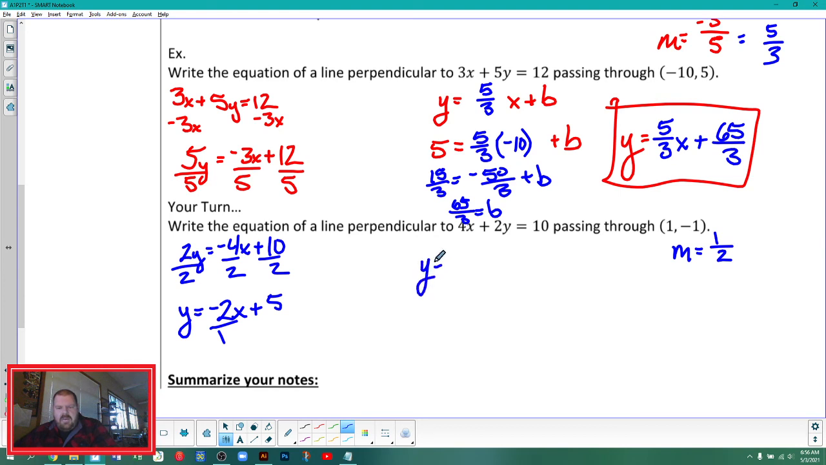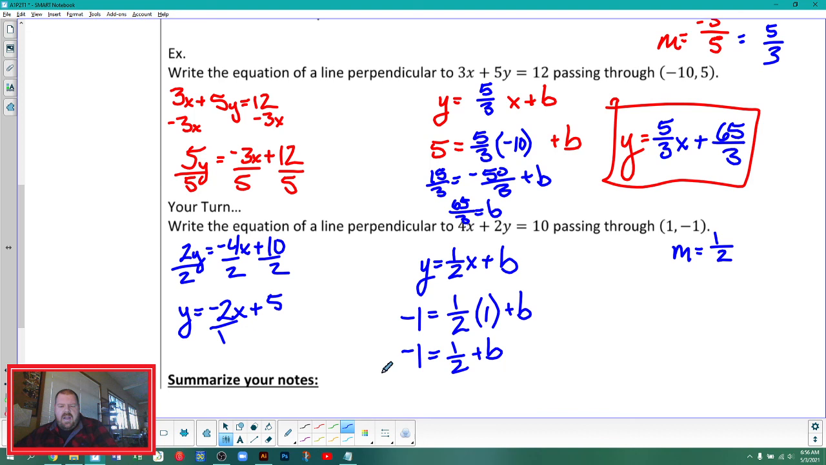So then we get y equals 1/2 times x plus b. Put our values in. I got negative 1 for y, and I get 1 for x. And so that's going to be negative 1 equals 1/2 plus b. I have to subtract 1/2 from an already negative 1. And so that's going to be negative 3/2. B will be negative 3/2. And we get the equation y equals 1/2 x minus 3/2.